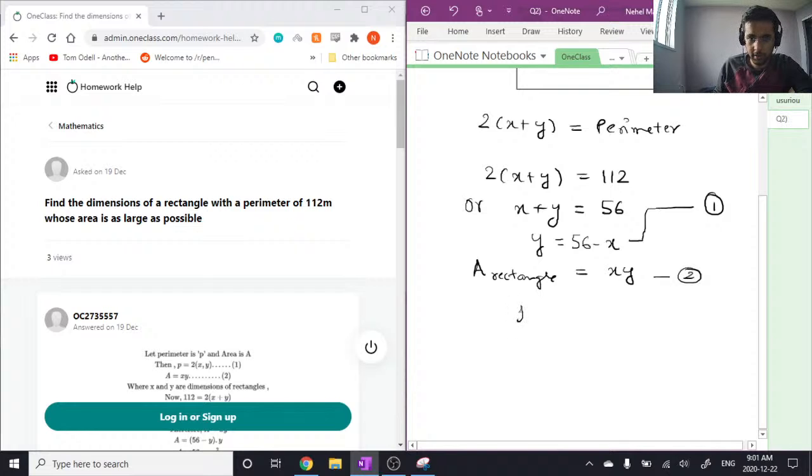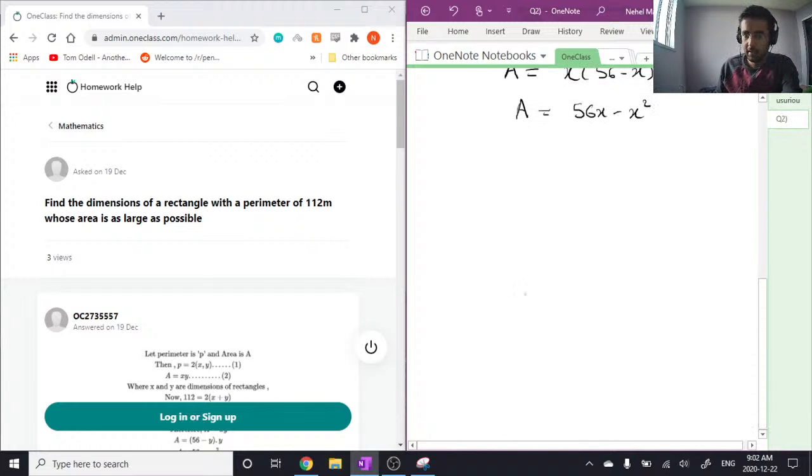So we say in 2, sub 1, which gives us nothing but area is equal to, on this side we are substituting for y, so it will be x times 56 minus x, or area is equal to 56x minus x squared.